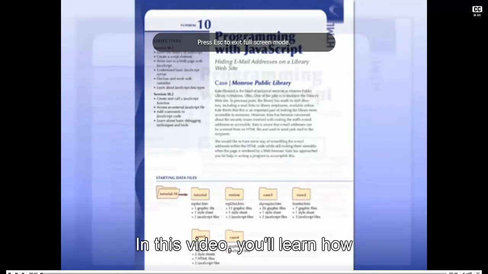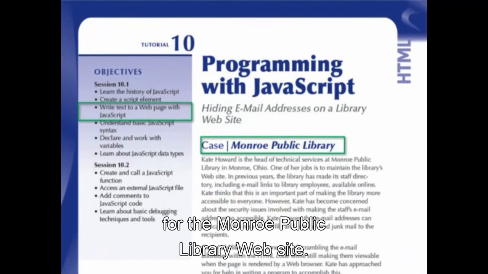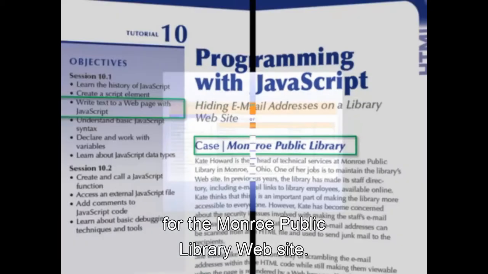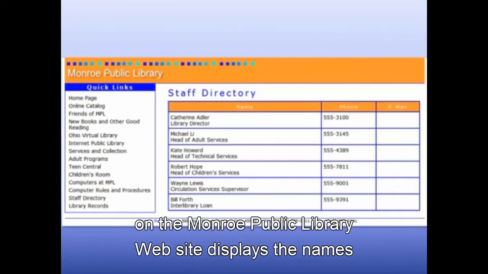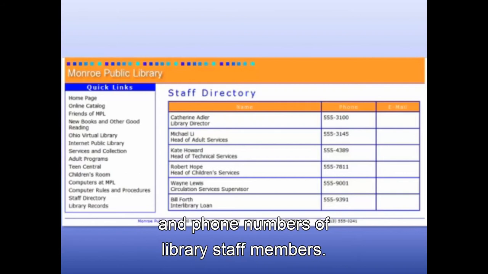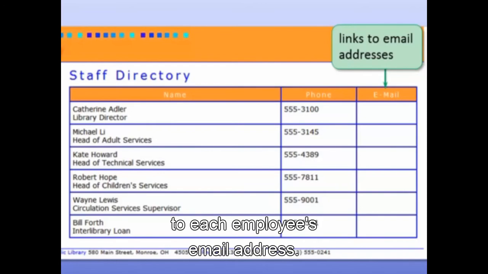In this video, you'll learn how to write a simple JavaScript program for the Monroe Public Library website. The staff directory page on the Monroe Public Library website displays the names and phone numbers of library staff members. The email column should include a link to each employee's email address.